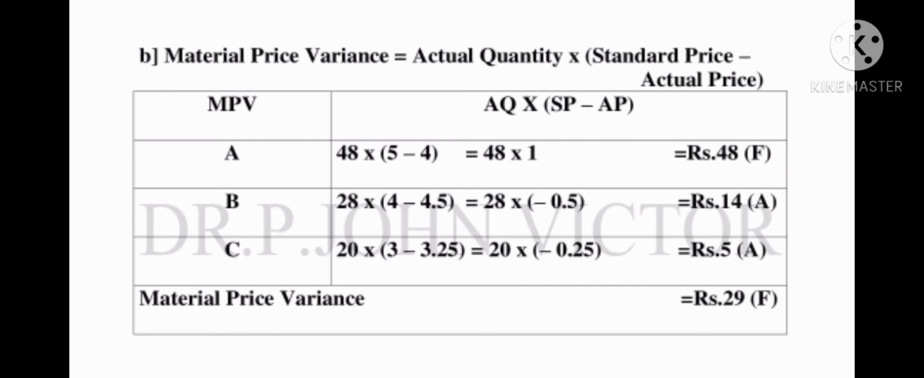In this formula, product B and C get adverse value, product A alone gets favor value. So now we have to add these three figures. Material price variance is rupees 29 favor. How? See that favor value 48 is only for product A, then B and C both are adverse values, so add 14 and 5, that is 19. So 48 minus 19 is 29. We get this as the material price variance value. Okay, do you clear in this second formula?